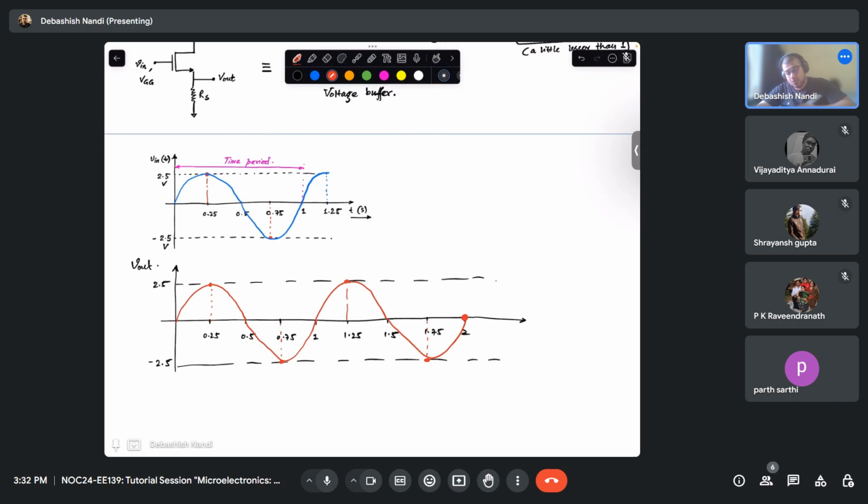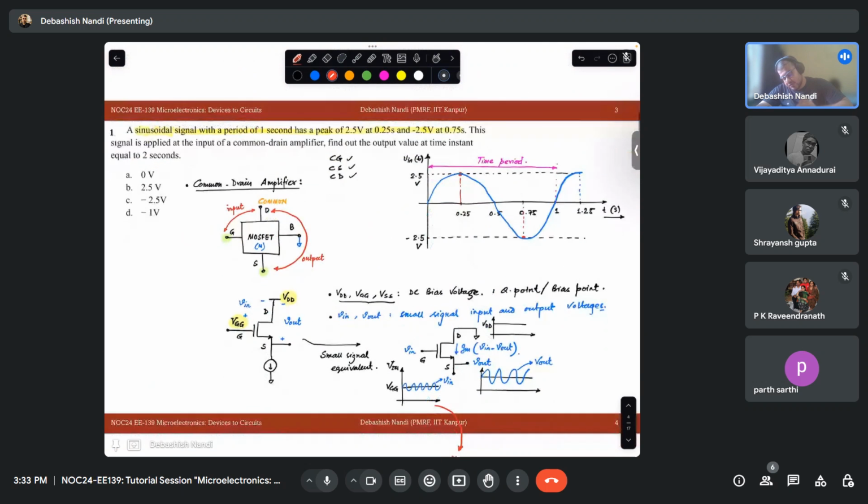So at 2 seconds, my output is how much? Output will be equal to 0. Okay. So my V out at t equal to 2 seconds is equal to 0. So this is what was asked in the question.